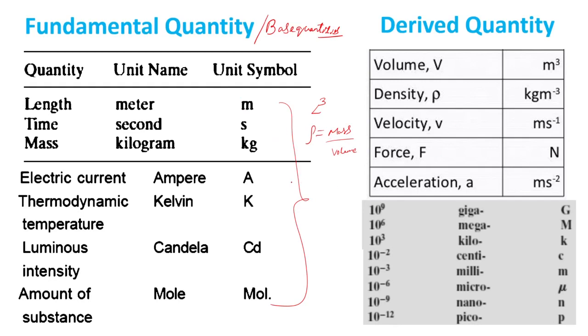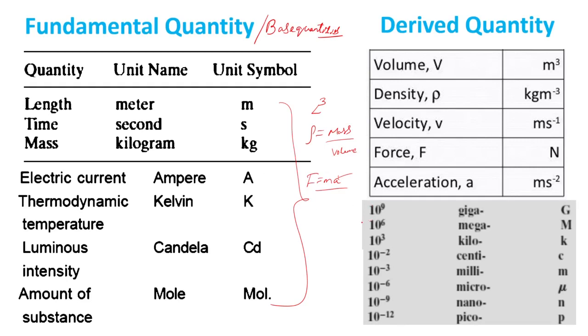Okay, similarly force is mass into acceleration, and again acceleration is expressed in terms of velocity by time, and again velocity is expressed in terms of length. Okay, so these are all derived quantities. There are a number of derived quantities in physics, but fundamental quantities are of 7 types.